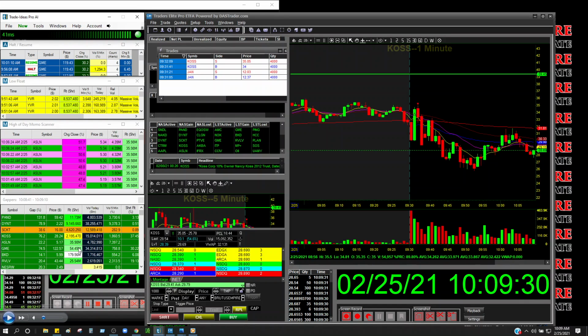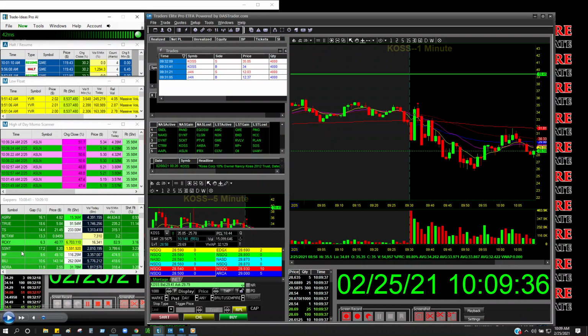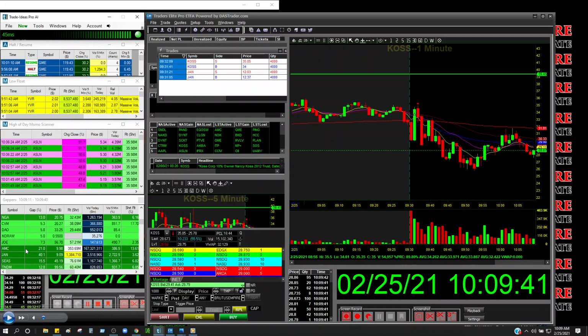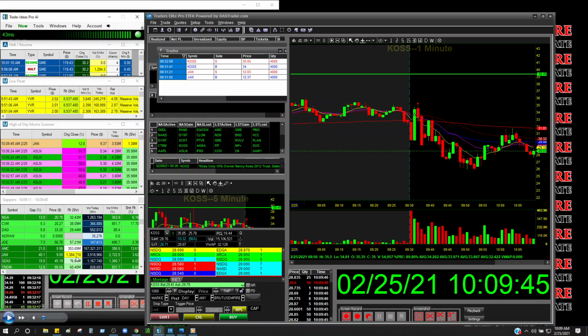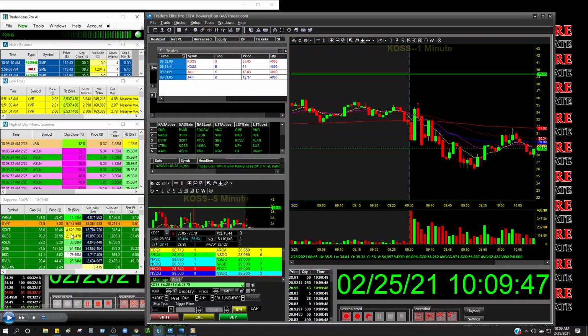How am I finding my stocks? Right here, I'm finding them. Look, KOSS is right there. And then JAN, where's JAN? JAN was up here too. Here's JAN. I'm typically looking for the bright yellow. Those are the ones that fit my buying criteria.